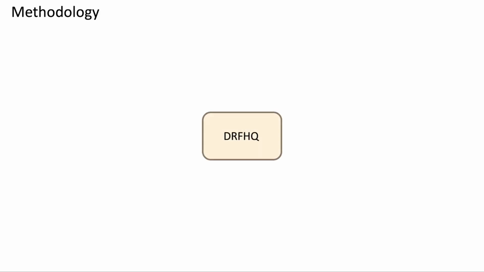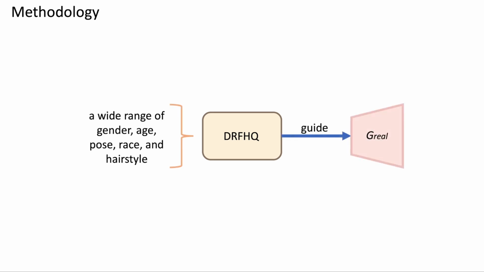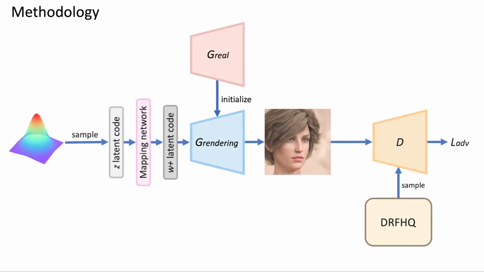Now we introduce our methodology. We first create DRFHQ, a dataset that comprises 11,399 high-quality rendering-style portrait images, by collecting DAZ3D.com's gallery, with a wide range of gender, age, pose, race, and hairstyle. Inspired by StyleGAN-ADA, we initialize G-Rendering using G-Real, freeze the mapping network, then we use DRFHQ to fine-tune G-Rendering, resulting in a new stylized generator G-Rendering capable of producing rendering-style portraits.